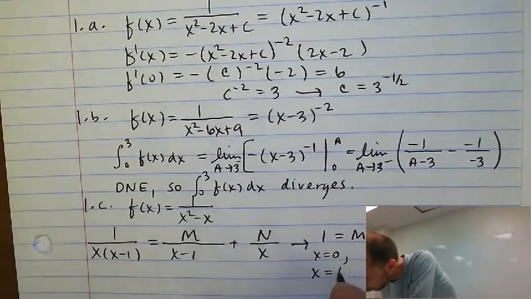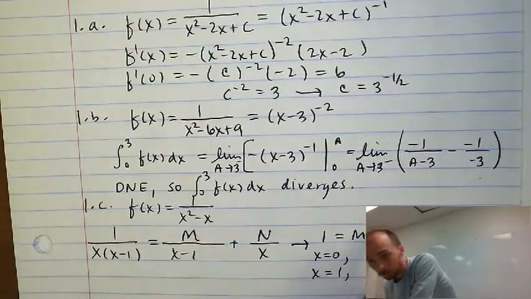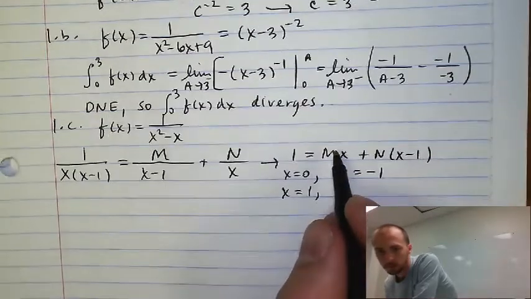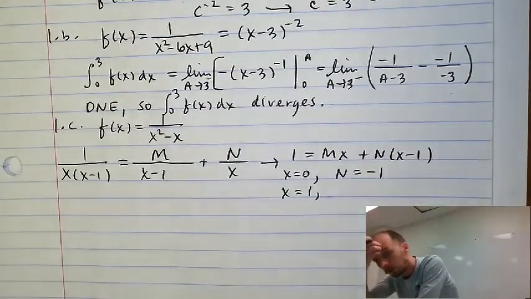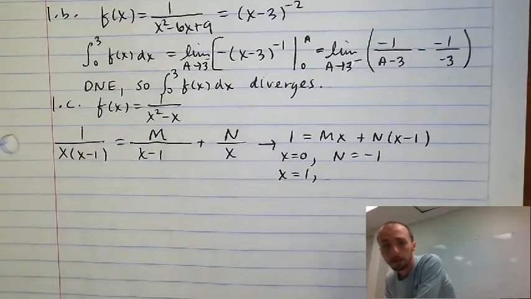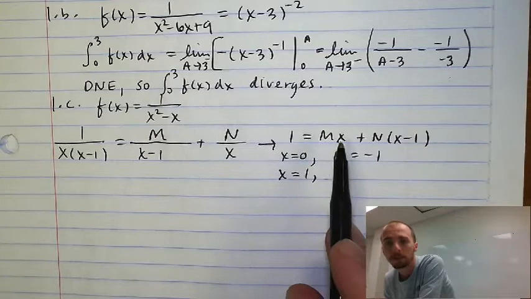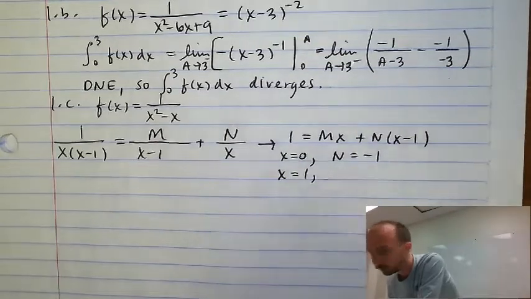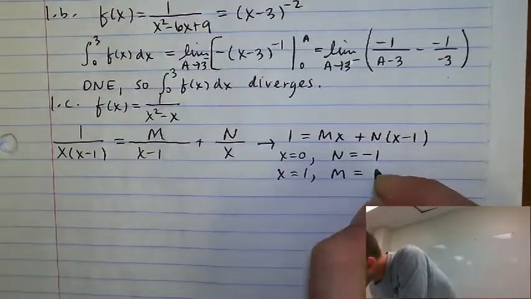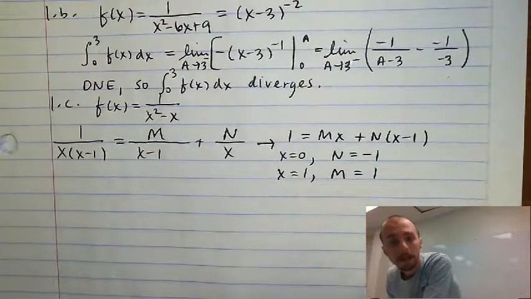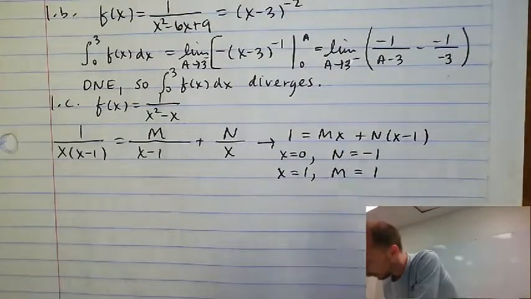And if x is equal to 1, I'll see that m times 1, oh, whoops, didn't realize. Okay, I'm still a little new to having the face on the screen. If x is equal to 1, then I'll have m times 1 plus n times 0 equals 1, so that means m equals 1.